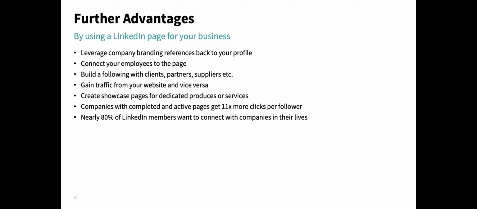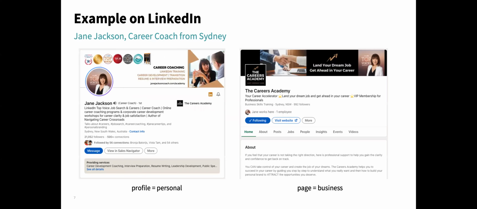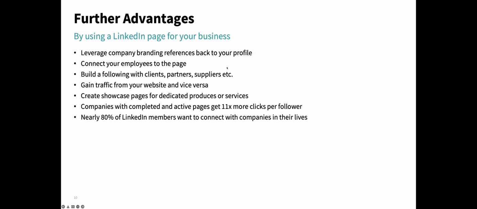Take the example of Jane Jackson, for example. Maybe some people do not know how to spell her, but they know that there was something like an academy for career. They type it in, and the page comes up first before her as a person. So that's always good to have. So a range of advantages for that.